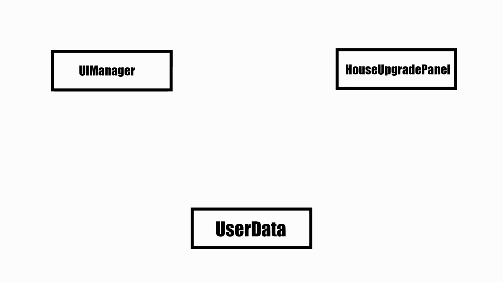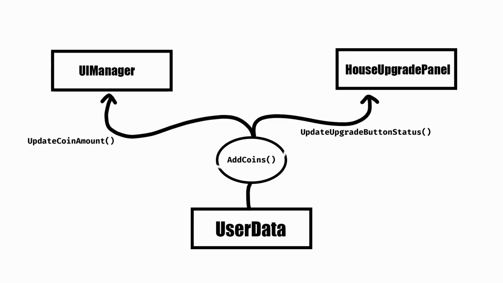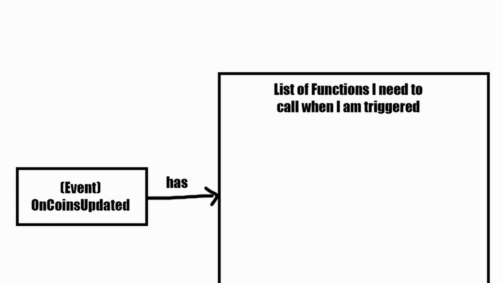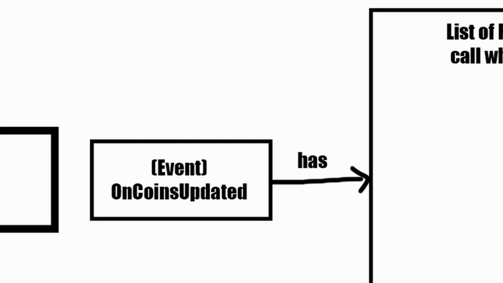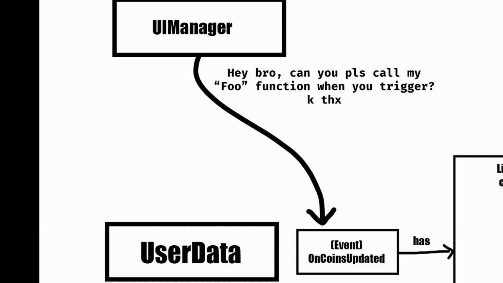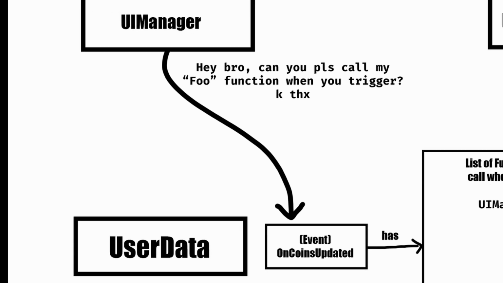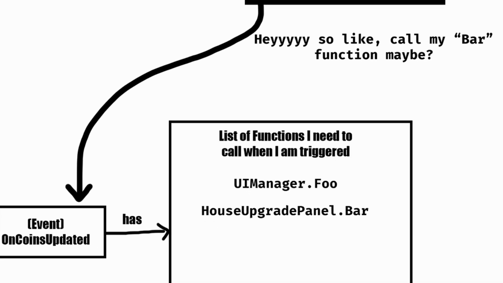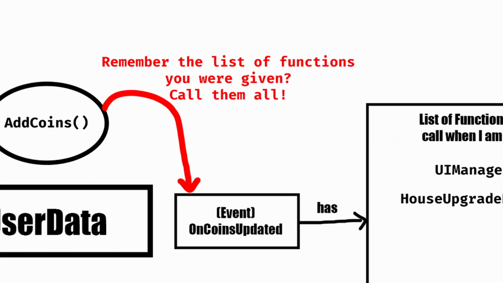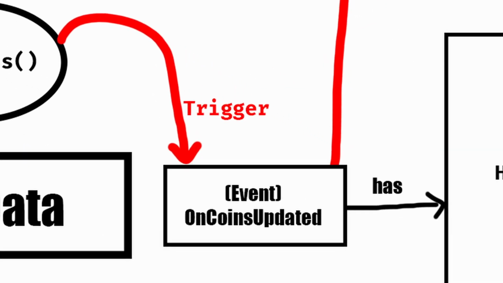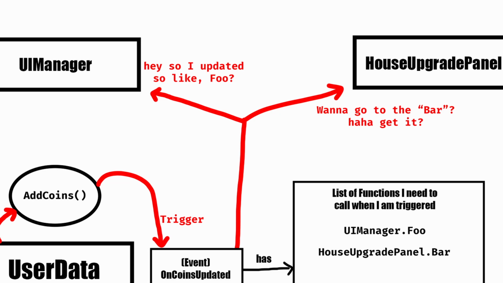Currently, our user data calls add coins function, which tells the other two scripts to call their own functions. But instead of following this approach, we could do the same thing with events. An event automatically manages a list of functions it calls whenever it is triggered. Let's make a new event called onCoinsUpdated, and our UI manager script can tell user data's onCoinsUpdated event to call some function. And that function is added to the event's call list. Same thing happens with the house upgrade panel, and its function is added to the list as well. Now, when we call our add coins function, it doesn't need to manually call the individual functions. It can just tell the event to trigger, which in turn calls all the functions which are in the list.